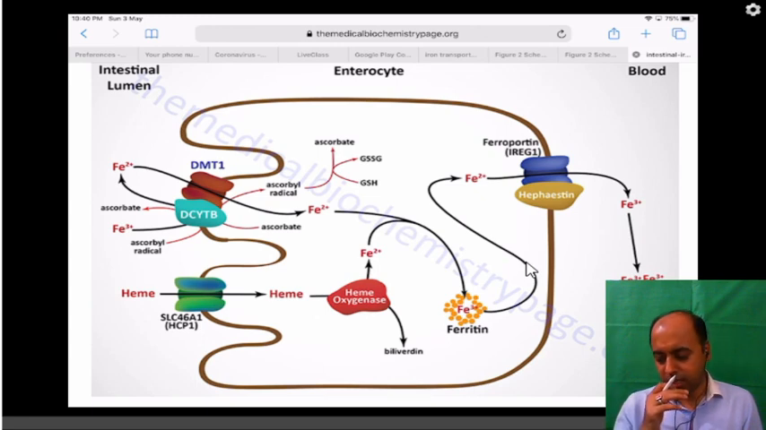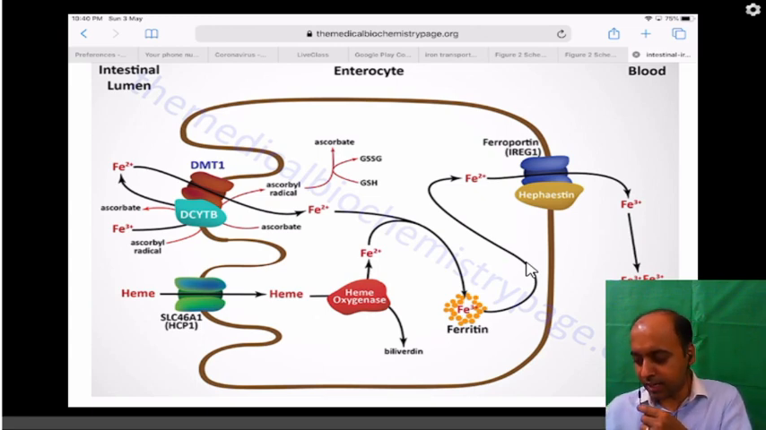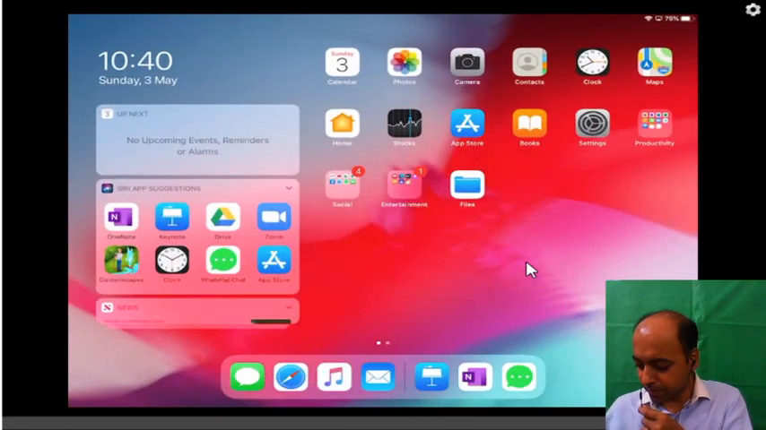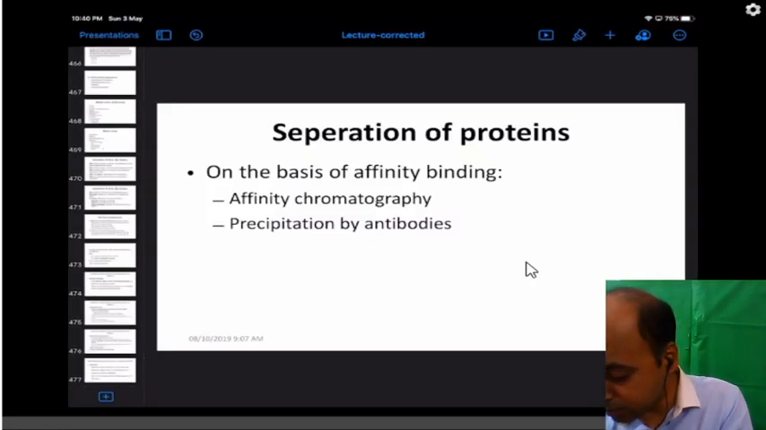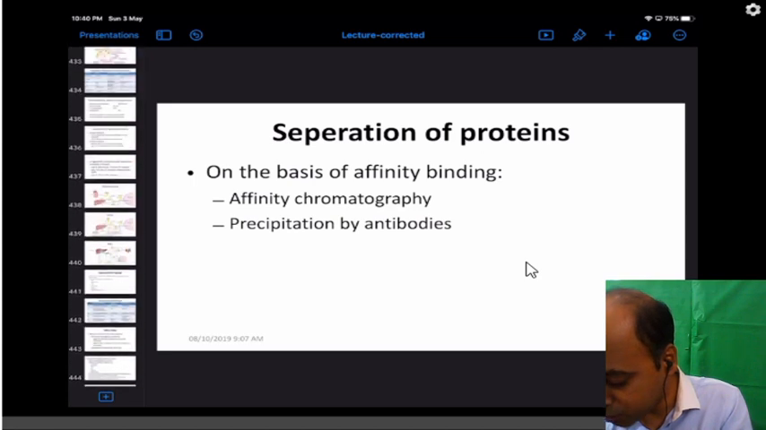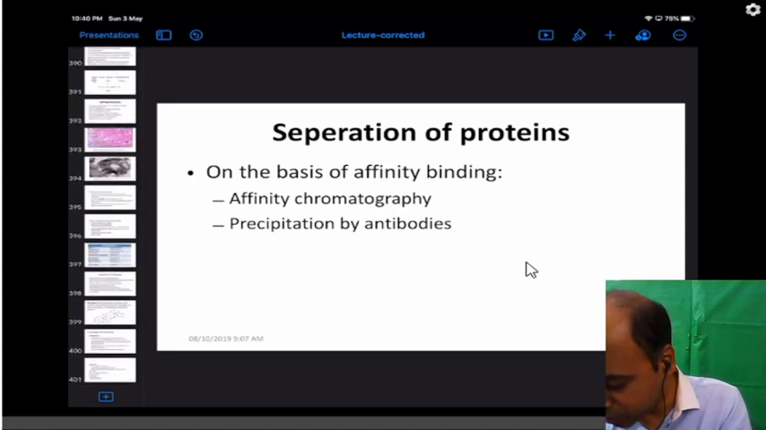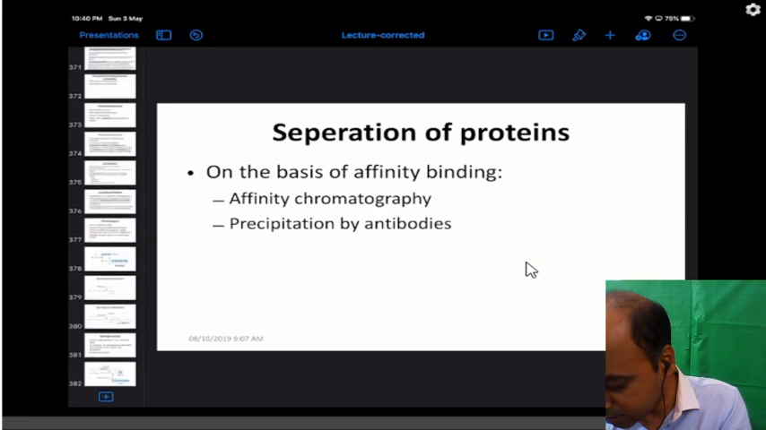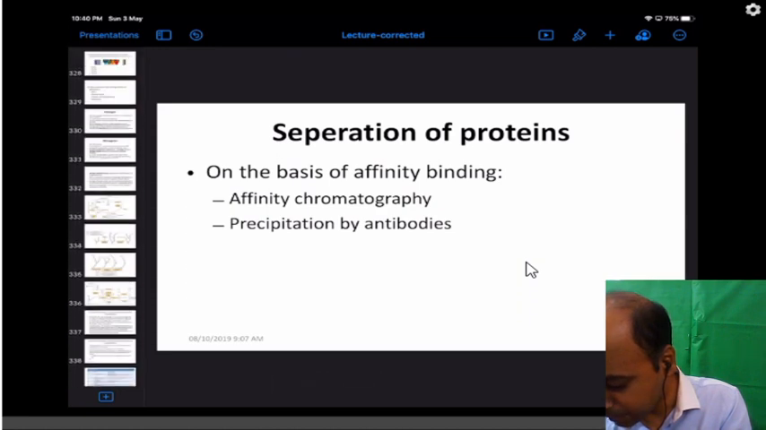Porphyrias, I can show the porphyrias again. Let me see the table for porphyrias. I'll show you, so it will give you a good picture of what we had discussed. Just give me a second.